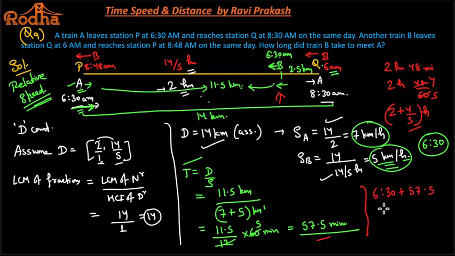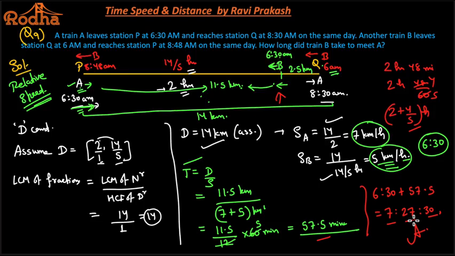Okay, so what will the exact time be? 7 hour 27 minute. 0.5 minute means 30 seconds. So 30 seconds. This is the exact time: 7 hour 27 minute 30 seconds. At this time both the trains will meet. That is the answer for this question, and that's how you solve this question, right?